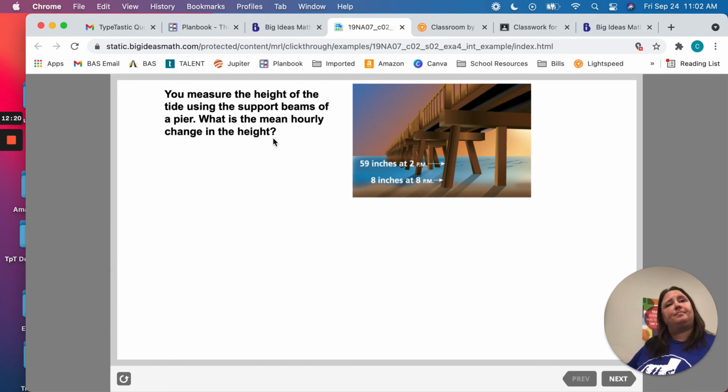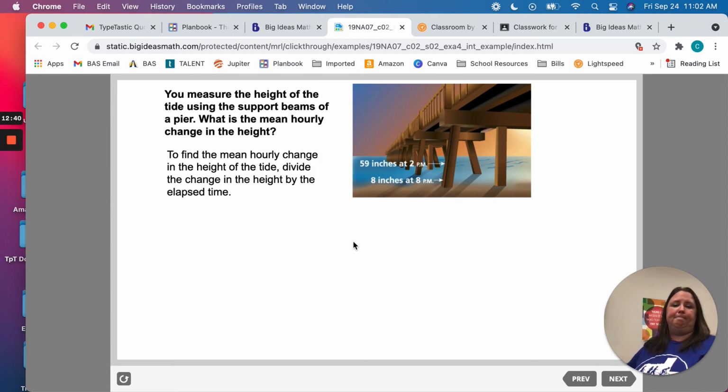Go ahead. What's the mean? It's like adding all the numbers and dividing by how many numbers there are. The average is the other word. Yeah. All right. So we need to see how much this changes, first of all, and divide by the number of hours.